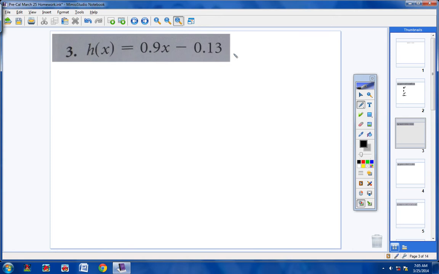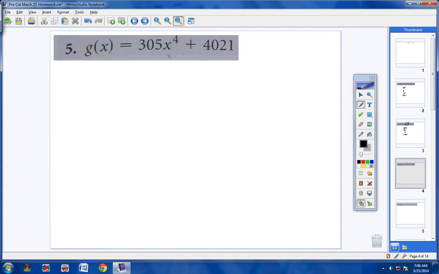Moving on to number 3. Notice it's already written in standard form. Your highest exponent is first. So here we go. Your leading term, or your first term, is 0.9x. That's your whole first term. Your lead coefficient, or leading coefficient, is 0.9. That's your first coefficient. If you want to put the 0 in there, that's fine. You don't have to. The degree is your highest exponent, so your degree would be 1. And what do we call a first degree function? We call it a linear function. So this is a linear function.